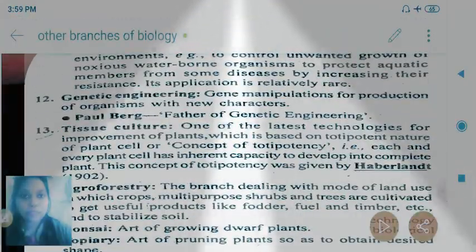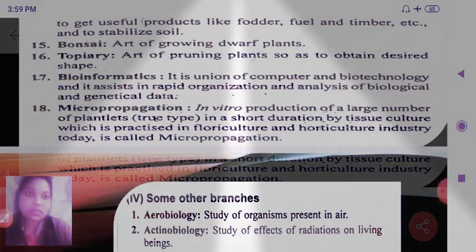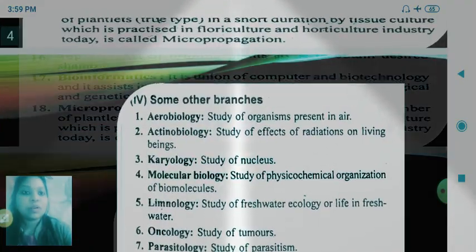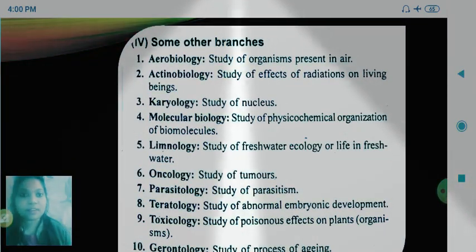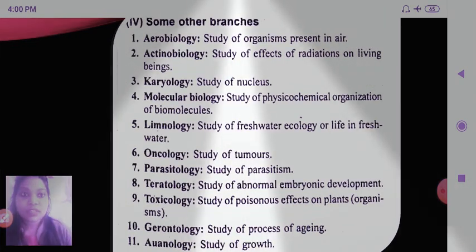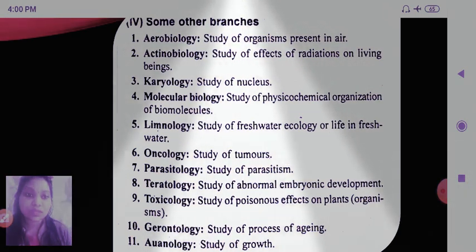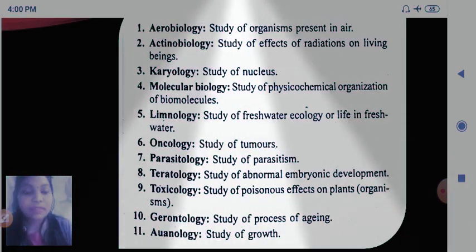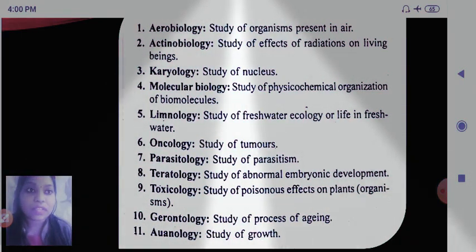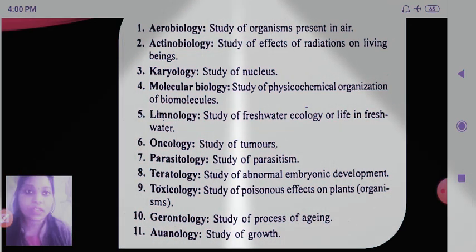These are the main branches we have discussed in this lecture, and some other important branches of biology are aerobiology, actinobiology, karyology, molecular biology, limnology, oncology, parasitology, teratology, toxicology, gerontology, and onology. What does aerobiology mean? Aero means air, and biology means the study of living organisms. The study of organisms present in the air is known as aerobiology.